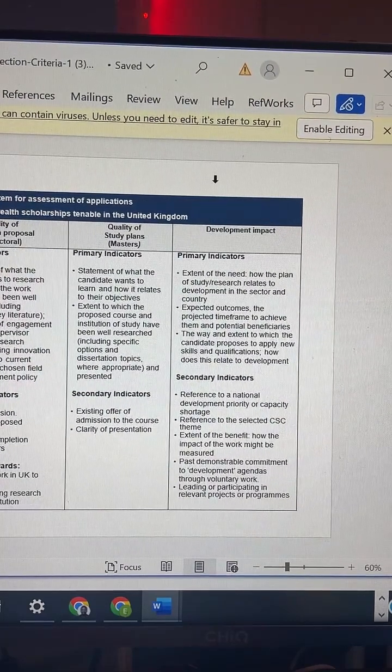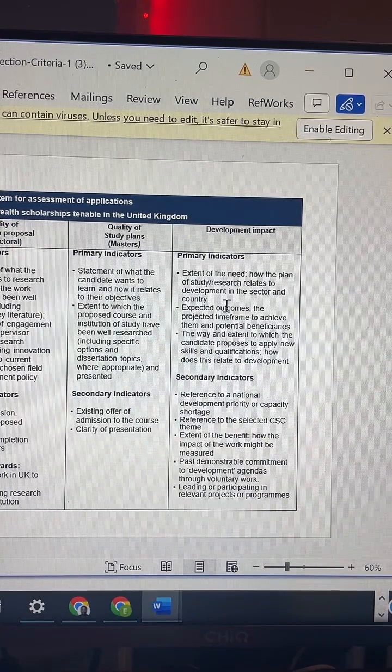So you need to make application to the specific university and gain admission in the next year when the scholarship is about to begin. And then the last indicator that they will look at is the development impact. So with the development impact, the primary indicators they are looking at is the extent of the need and how the plan of study or research relates to the development in the sector and country.